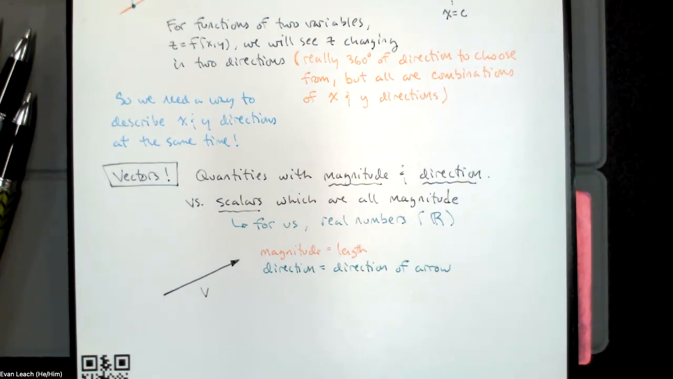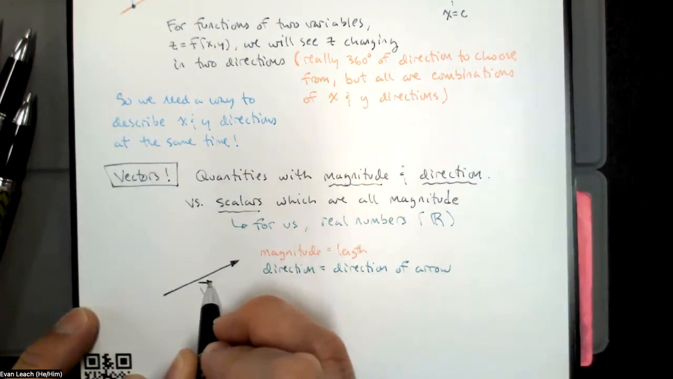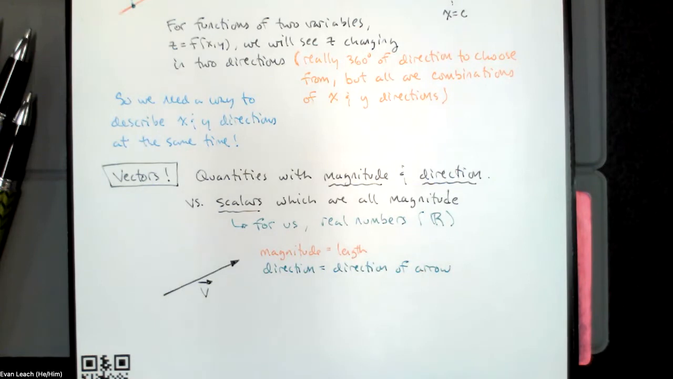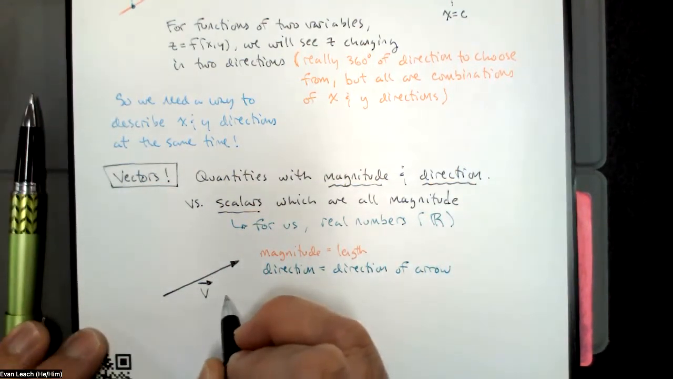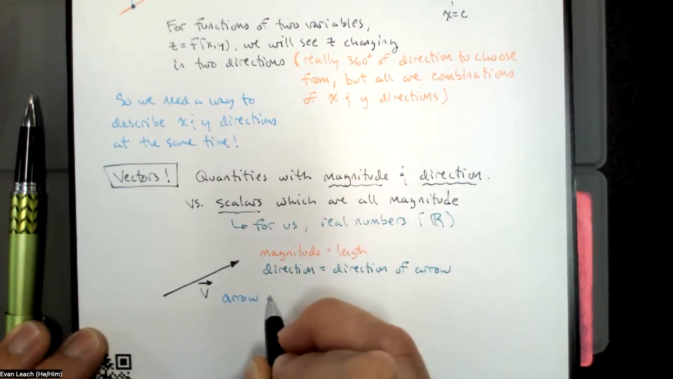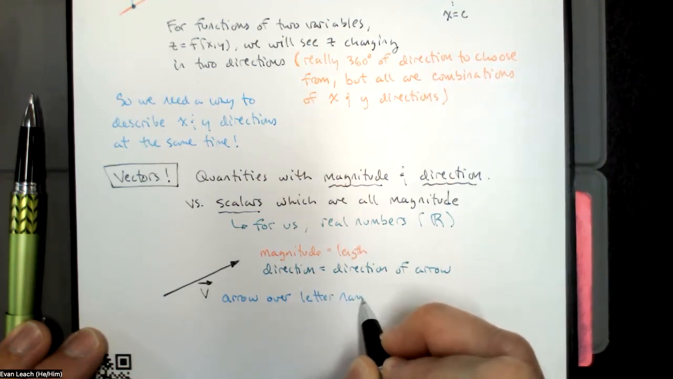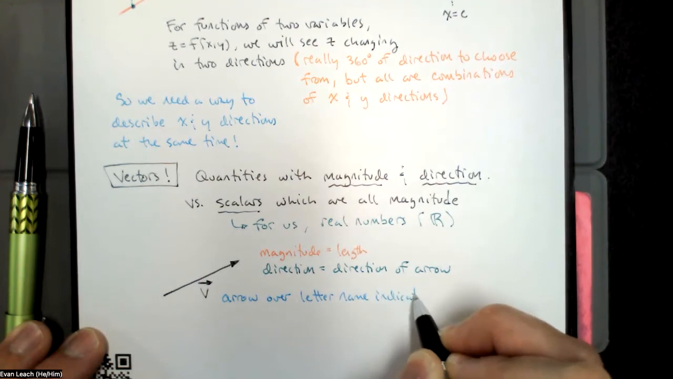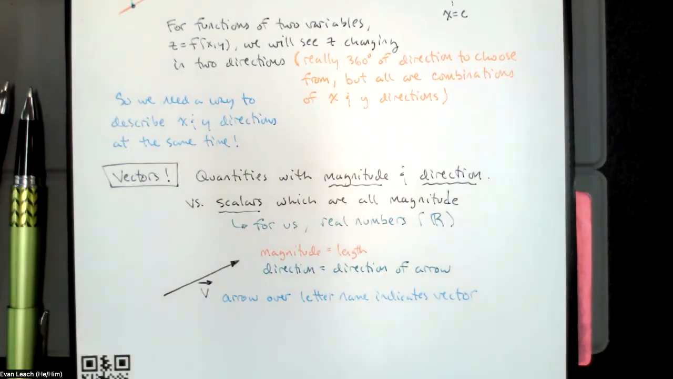We're going to give our vectors names, but when we're writing them, we need to distinguish between vectors. So we'll use a letter, and then we'll put an arrow over the top of it to indicate that we are talking about a vector. So the arrow is going to be our notation for a vector. So if we drop an arrow over the letter name, that'll indicate a vector. If we're typing, we might use boldface.